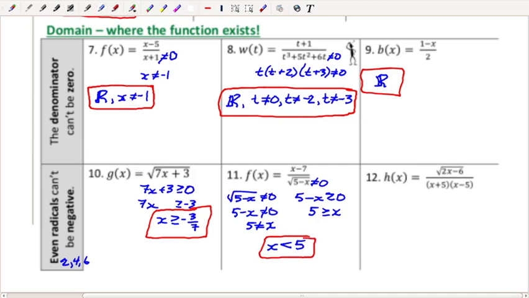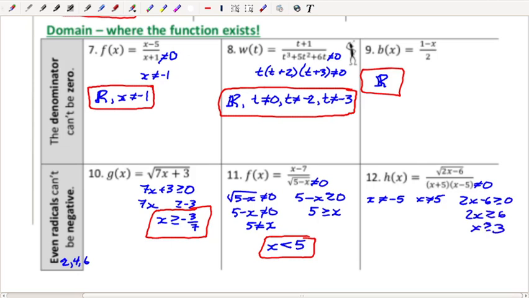All right, one more example. I've got h of x is equal to the square root of 2x minus 6 over (x plus 5)(x minus 5). So again, let's start with the denominator, not equal to 0. So I have from this one then, x is not equal to negative 5 from the first bracket, and x is not equal to 5 from the second. And then I've got to deal with the radical, what's underneath the square root. So just what's underneath, 2x minus 6 has to be greater than or equal to 0. Solve that for x, so I've got 2x greater than or equal to 6. Divide by 2, I've got x greater than or equal to 3.